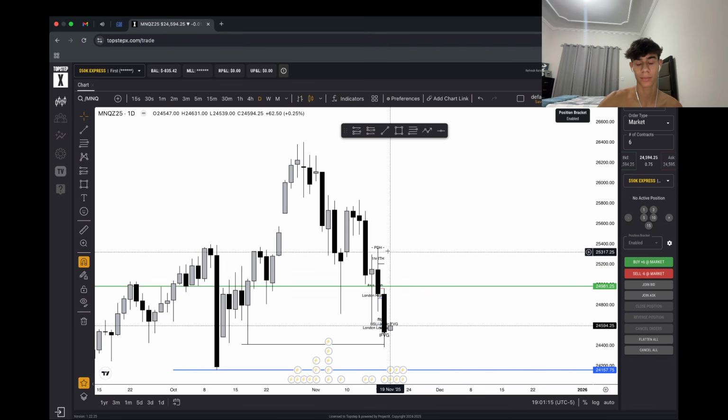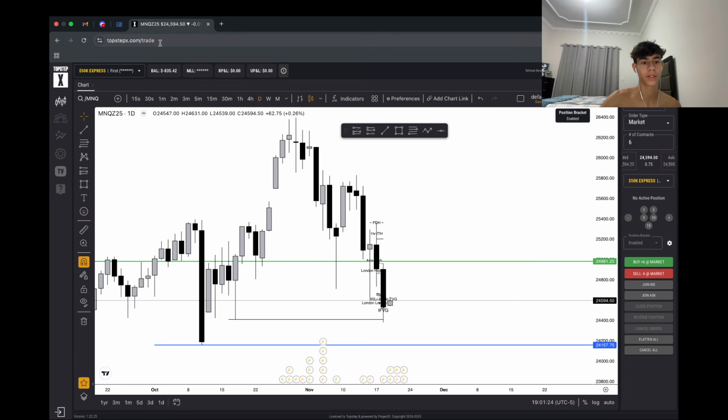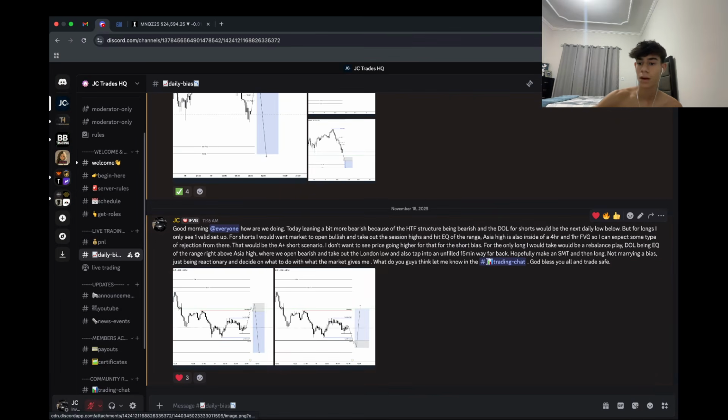We're expecting bearish PD arrays, and we're just displacing through this low right here. And I can tell we want this low, which we did take. And this blue line right here is previous month low. I only saw one valid setup for longs, but for shorts, I want to see us open bullish and take out the session highs and hit EQ of the range. Asia highs is also inside of a 4-hour and 1-hour gap, so I can expect some type of rejection from there. That would be my A plus scenario. I don't want to see price going any higher than that for my shorts.